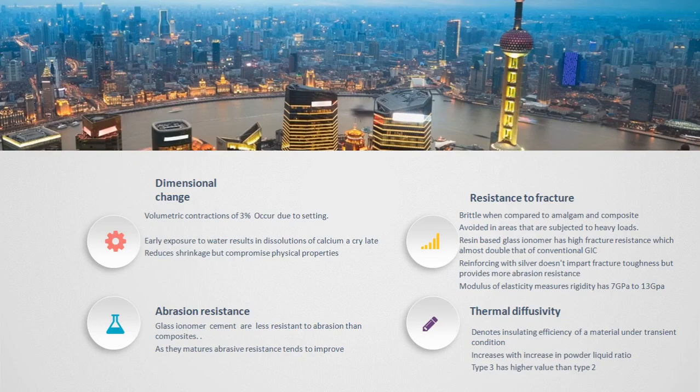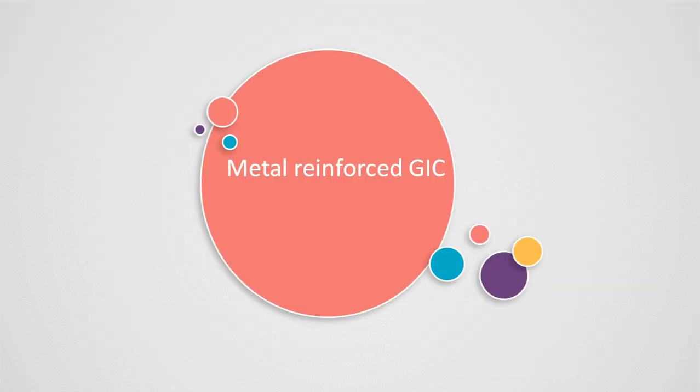Thermal diffusibility. The glass ionomer acts as an insulating material generally, and the coefficient of thermal expansion is equal to that of the tooth or dentin. Hence, the glass ionomer is also known as dentin substitute or man-made dentin.